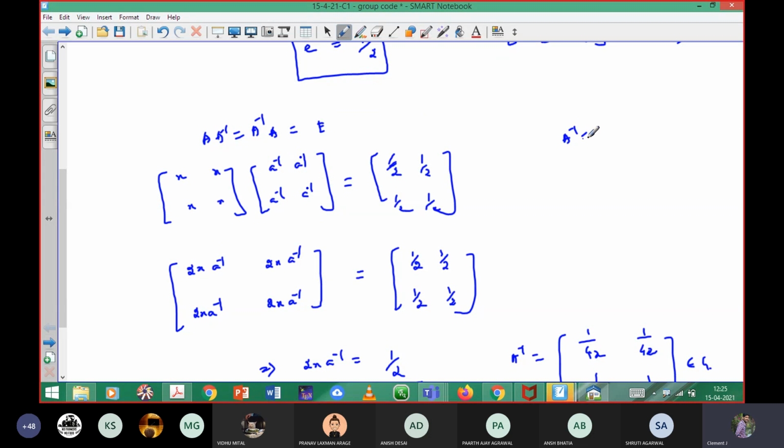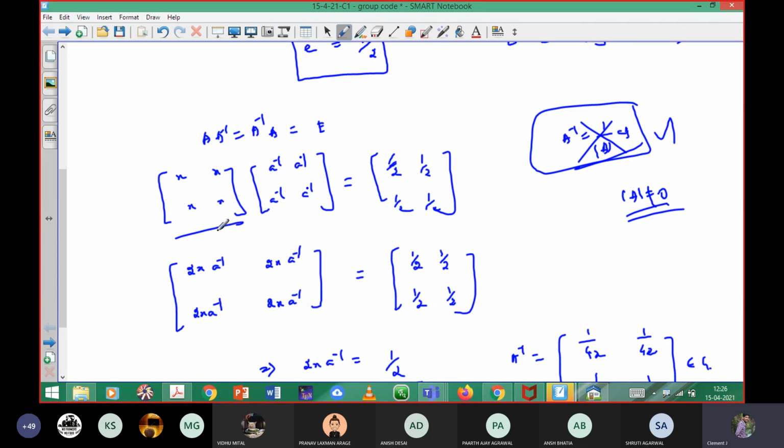Also, some of the guys simply mentioned in the inverse determination that a inverse equals 1 by determinant of a into adjoint of a. No. I have pointed this out. Only when numeric entries are given will it be possible to determine the answer like this. In general, you should not determine it like this. You can even check, you could not determine the answer. This case is applicable only when the determinant of a is not equal to 0. But in this case, you can check what the determinant of a is for this problem.